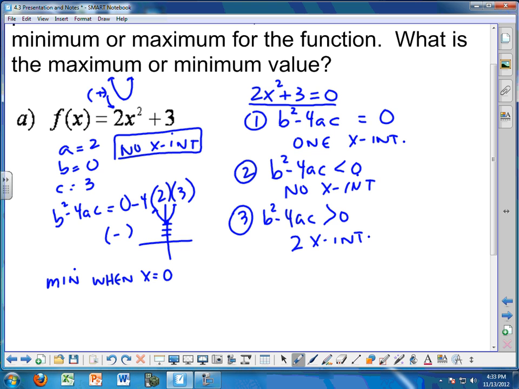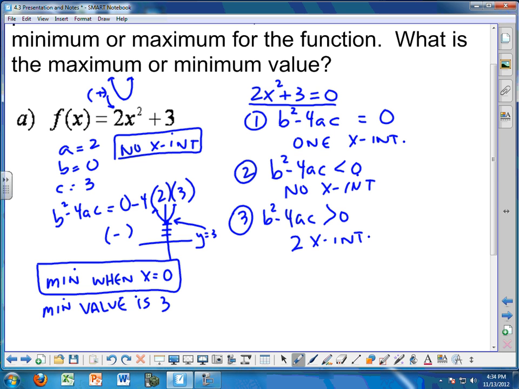So let's start with a couple of things. We found that there were no x-intercepts. There was a minimum when x is 0. And the last thing we put down is that the minimum, this is a little tricky, the minimum value is the number 3. It's located right up here at the vertex value. That's the y value. And that's the only time we really talk about the y value is when we want the minimum or maximum value. So look for that key word, value.